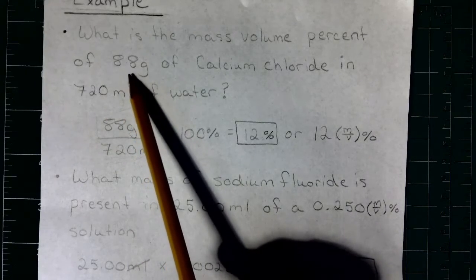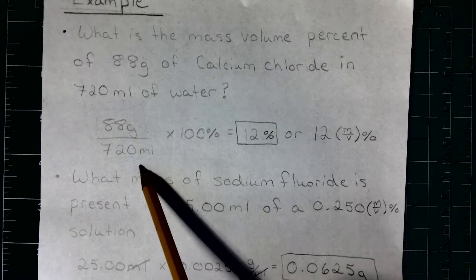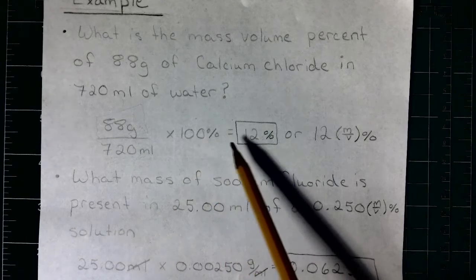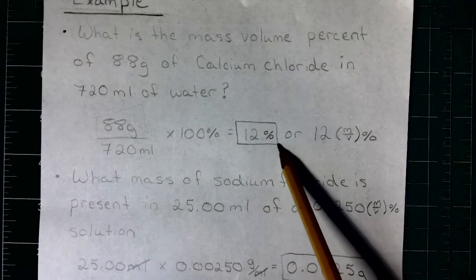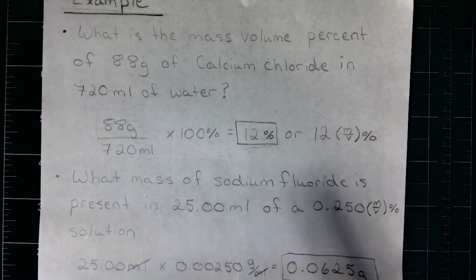You're going to be given a mass and a volume, and you're going to divide that mass by the volume, multiply it by 100%, and then we get out 12%, or 12 mass over volume percentage.